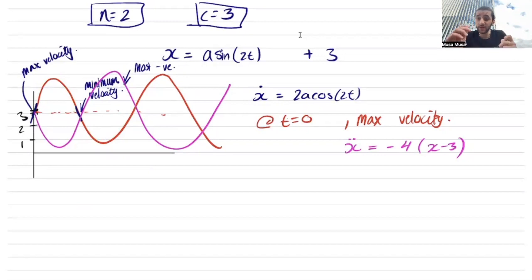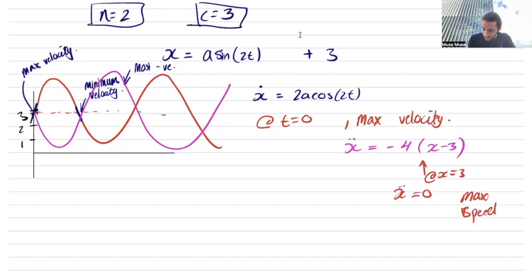So whenever your acceleration equals 0, it means there's nothing opposing your velocity, nothing slowing you down. Okay. So that's why you can tell from here at x equals 3, x double dot equals 0, which means you have max, we'll say speed, because it could be the most positive or the most negative, right? Depending on whether you're here or here or here or here.